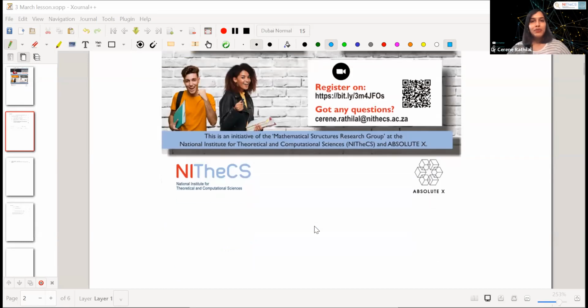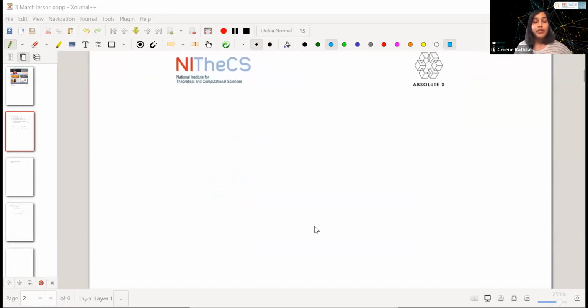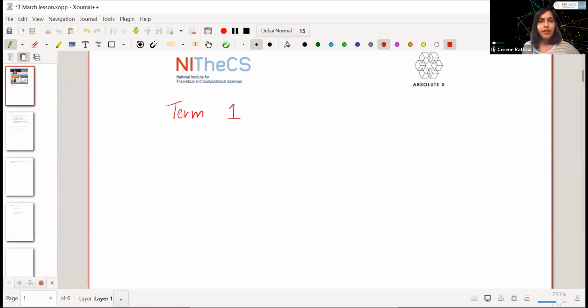So let's talk about what content we're going to be covering today. Well, firstly, let's remind ourselves about what you have covered in term 1. So what have you done in term 1? Your term 1 content, according to the guidelines from the Department of Education, says that you should have covered content pertaining to number patterns. Right, so number patterns.